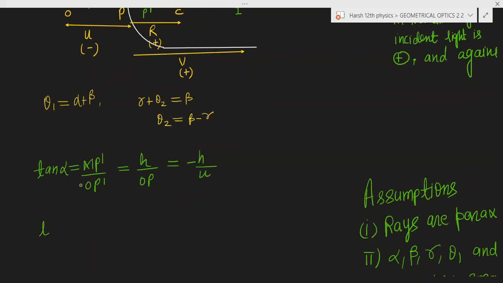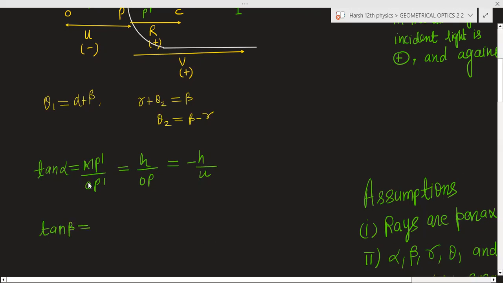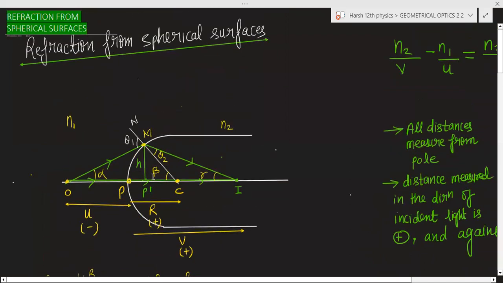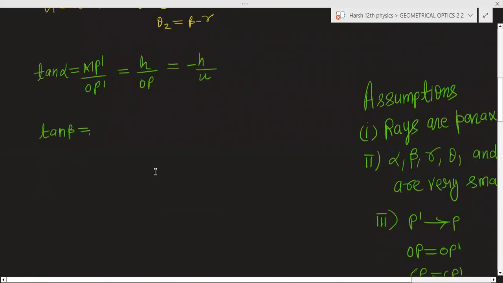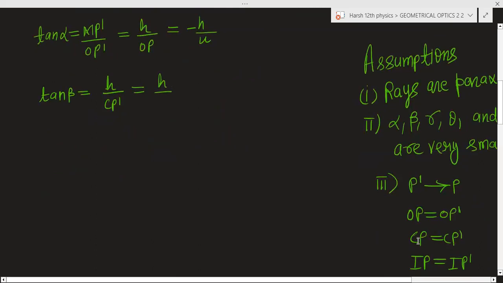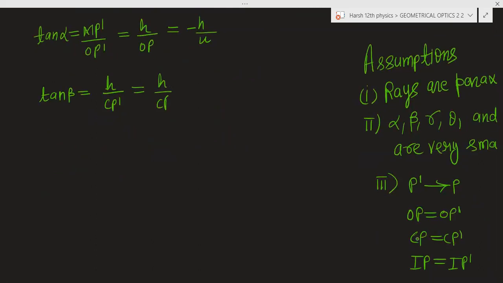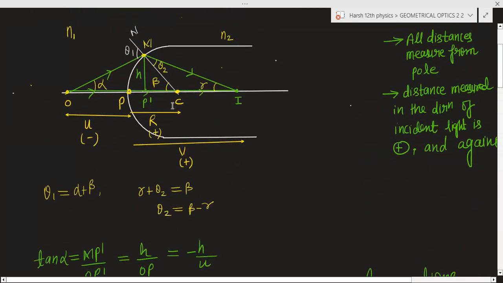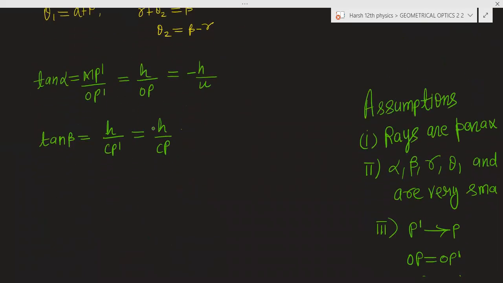Now tan beta. In this triangle there is beta, so tan beta is H upon CP dash. H is H and CP dash can be written as CP. CP you can see here is R, and R is positive, so you can write H by R.